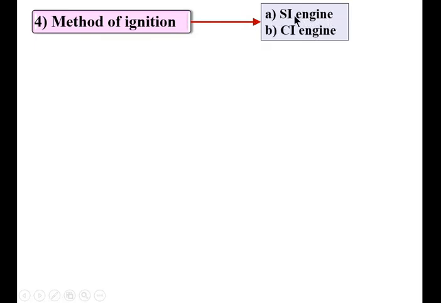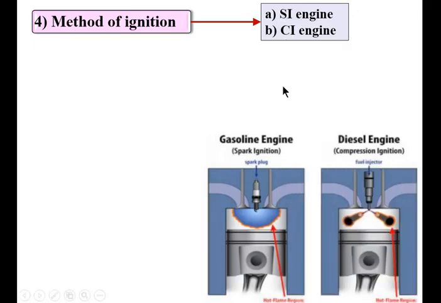Next, according to method of ignition, ICE engines are classified in two categories, SI engine and CI engine. SI engine means spark ignition engine. Generally, gasoline engine or petrol engine is based on spark ignition engine. CI engine means compression ignition engine. Generally, diesel engine is based on compression ignition engine.